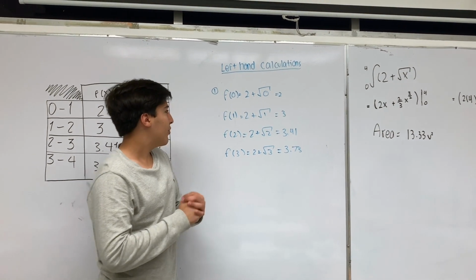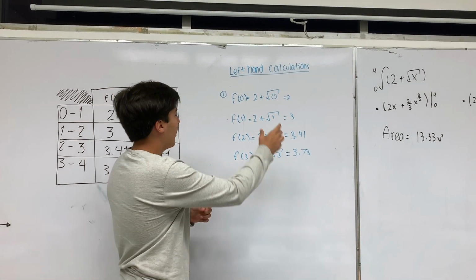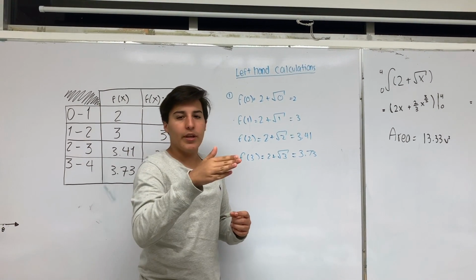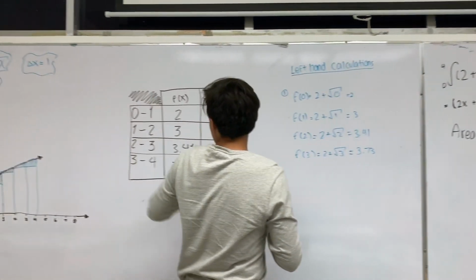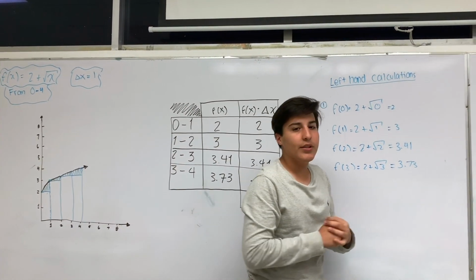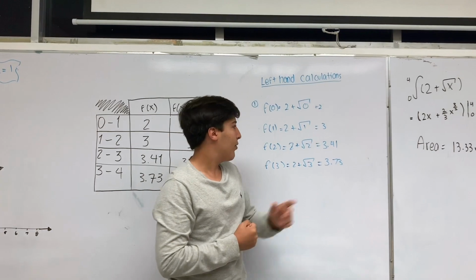To get the values, we're going to take the numbers of the left side of the intervals, and we're going to replace them in the original function, which is 2 plus square root of x. And we've got these values.